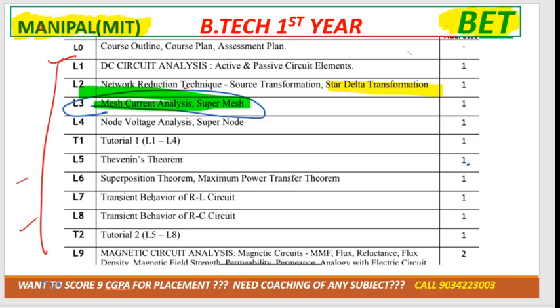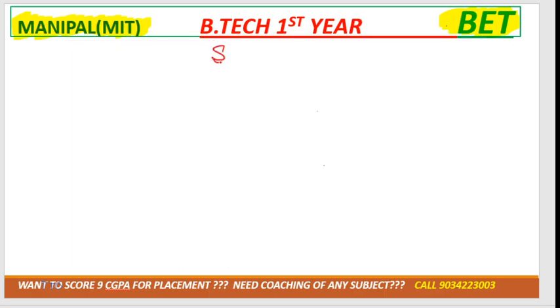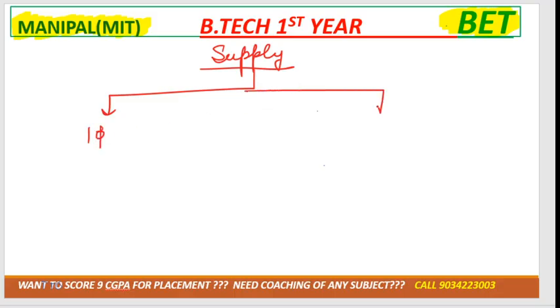Now after that we'll study the next topic, that is star delta transformation. Okay, so how can we solve for star delta? Basically we'll have two types of supply. One of the supplies is the single phase supply, and the other is the three phase supply.